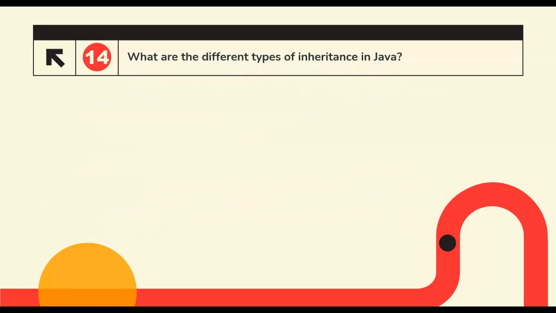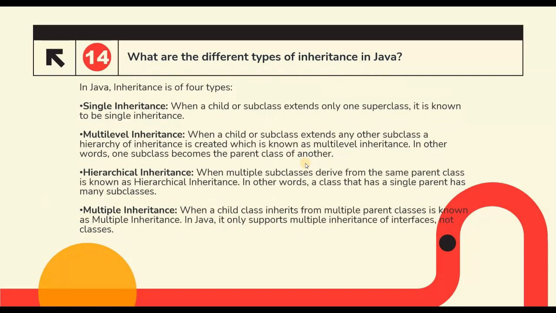What are the different types of inheritance? As you know, in the OOPS context, inheritance is one of the main features of OOPS, and it has four types of inheritance: single, multi-level, hierarchical, and multiple. Single means when a child or subclass extends only a superclass, it is known as single inheritance, a child and parent relationship. Multi-level means when a child or subclass extends another subclass, it is known as multi-level inheritance. In other words, one subclass becomes the parent of another.